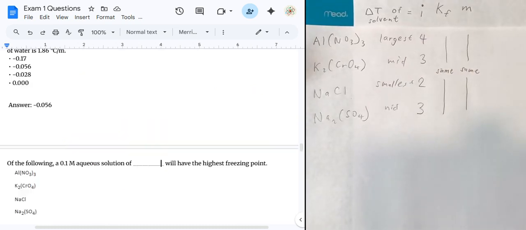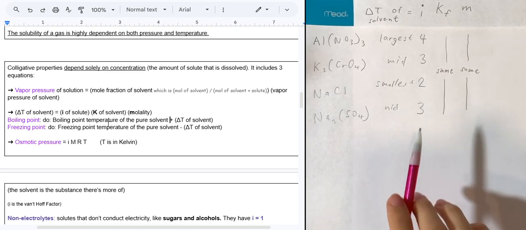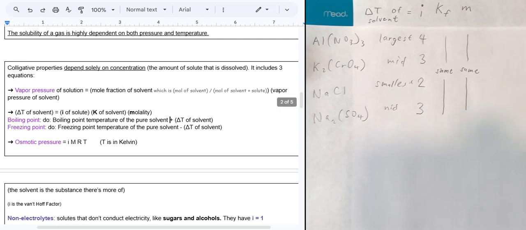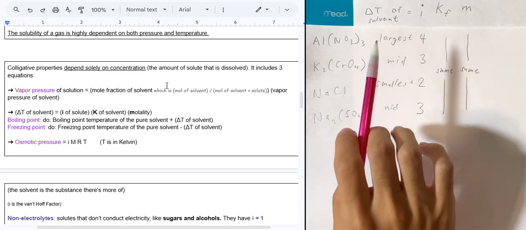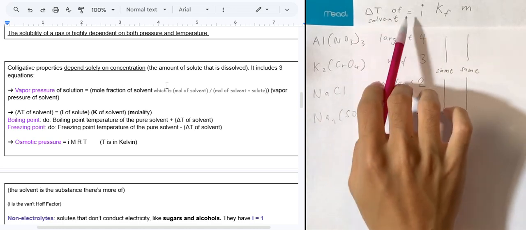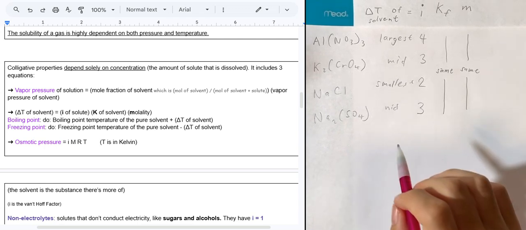And the question asks, what has the highest freezing point? Well, the freezing point is the freezing point of the pure solvent minus the change in T of solvent. Well, if the freezing point is minused by the largest change of solvent, then it would be a small number.